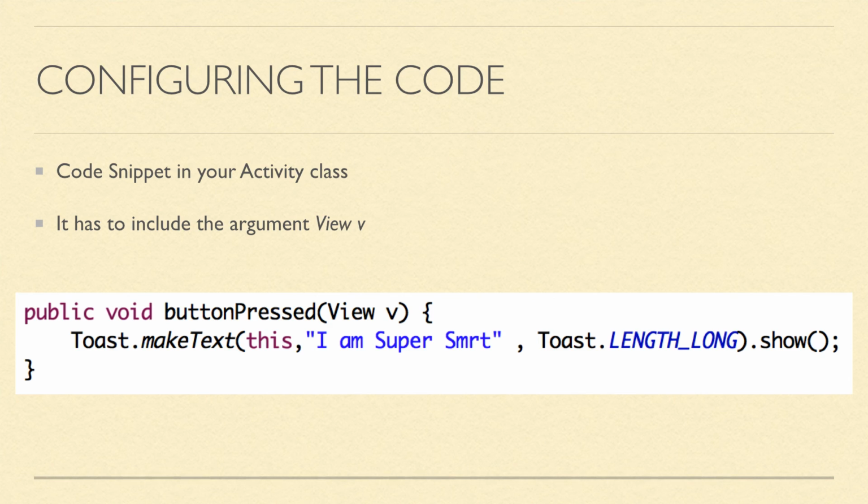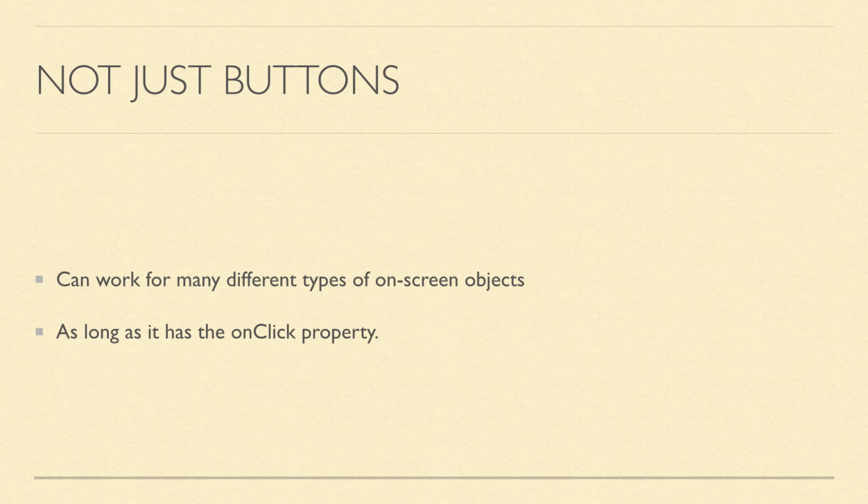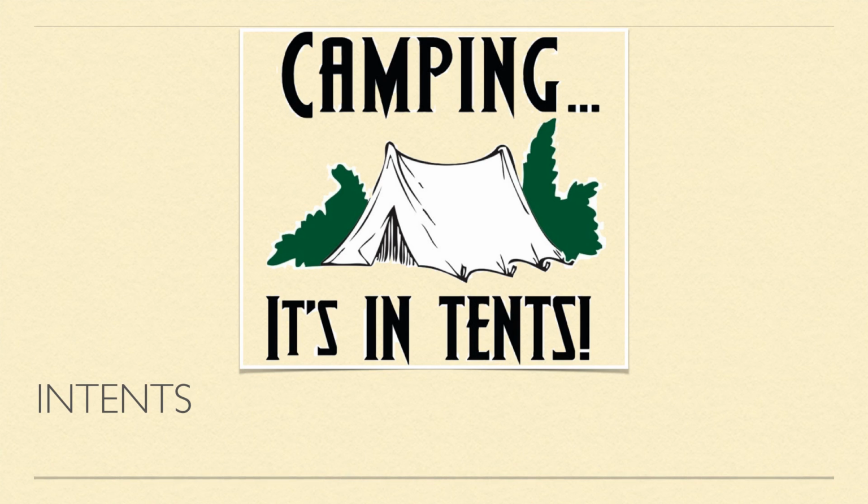I don't know. So yeah, it has to include the view argument. It doesn't have to be view v. It could be view anything. It just has to accept view as an argument. But I think by standard you just put view v there. Anyway, not just for buttons. You can do all sorts of things. You can have all sorts of elements say on click.